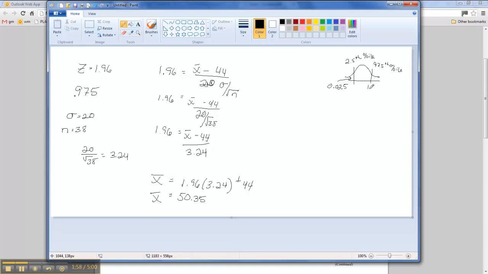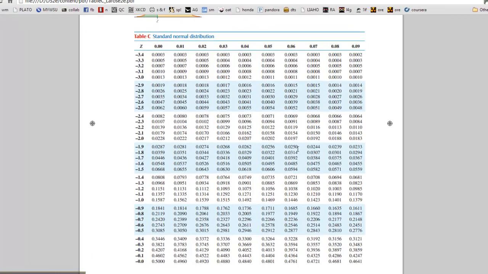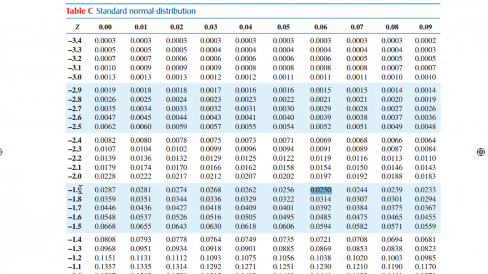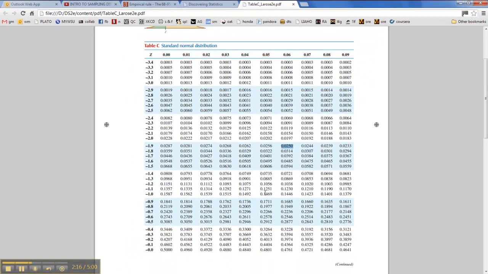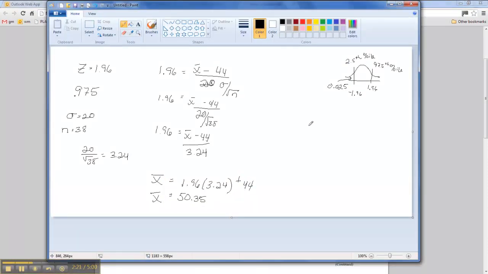So this z-score was 1.96. You guessed it, this one's going to be negative 1.96, but let me show you how I figured that out just in case. I got to scan through all these numbers to find 0.025, which I did, and it corresponds to the z-score of negative 1.96. Alright, so I know my z for this other half is negative 1.96.